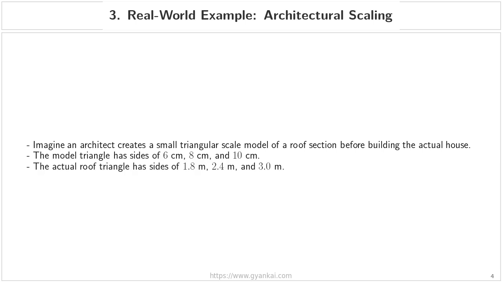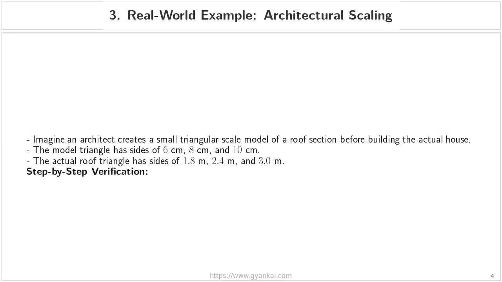In our scenario, let's look at the measurements. The small model triangle has side lengths of 6 centimeters, 8 centimeters, and 10 centimeters. The actual full-sized roof triangle is much larger, with sides measuring 1.8 meters, 2.4 meters, and 3 meters. To determine if these two triangles are truly similar, we need to perform a step-by-step verification.